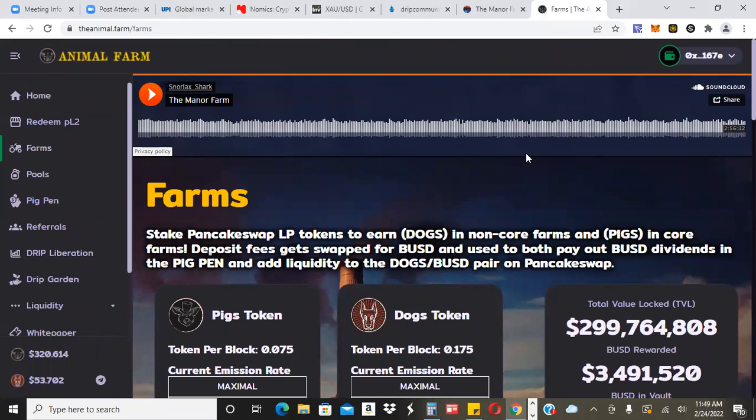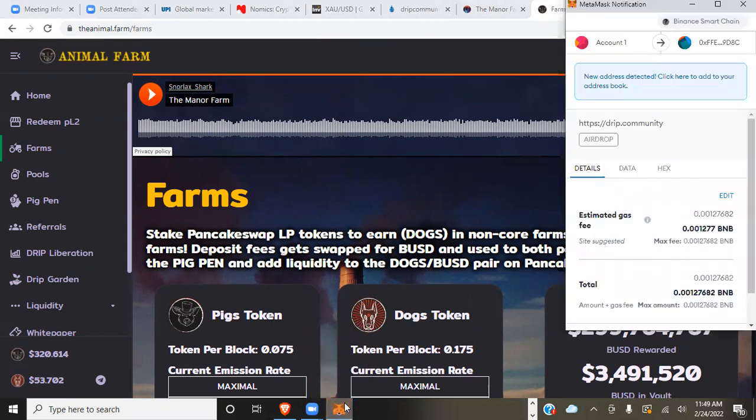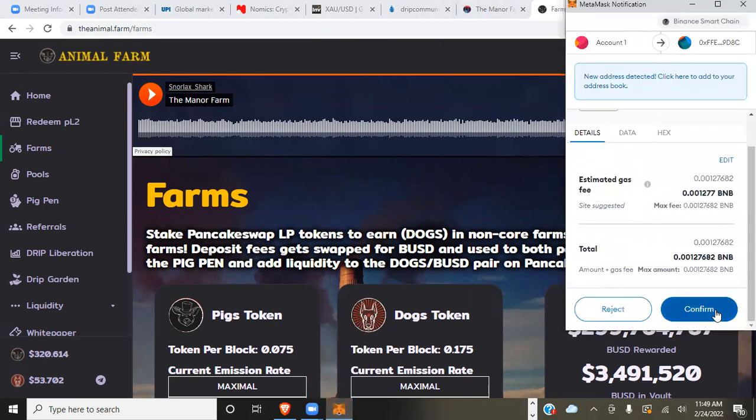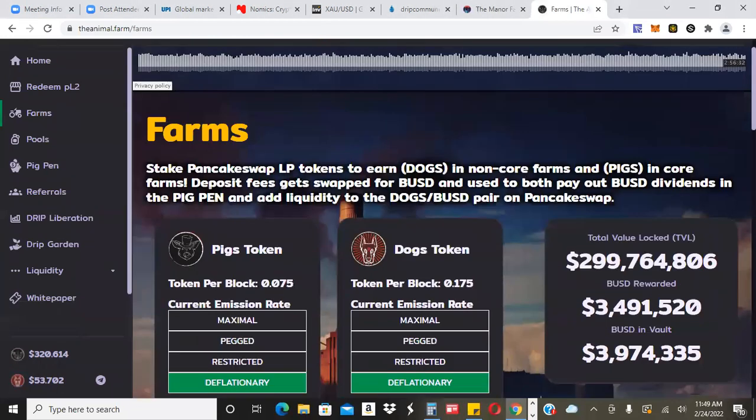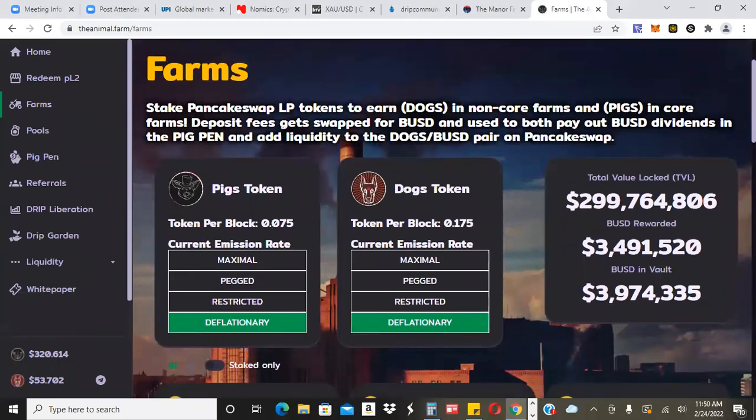So the price of pigs, still doing pretty well. I mean, it's corrected itself a little bit. It's at $320. Just under $300 million in TVL in the animal farm. 3.4 million BUSD rewarded and just under $4 million worth of BUSD sitting in the vault.